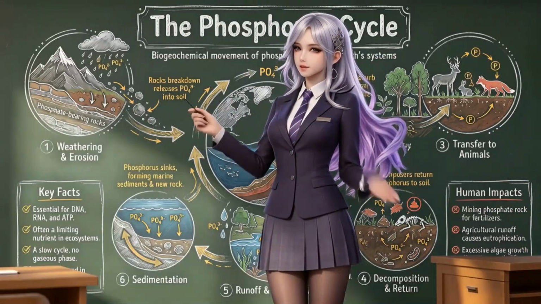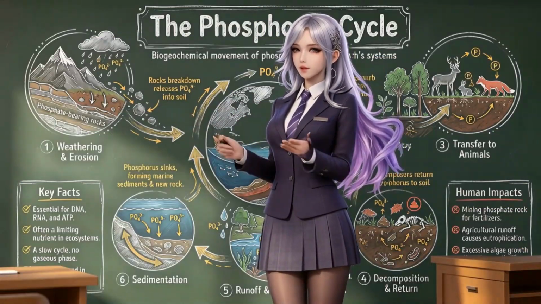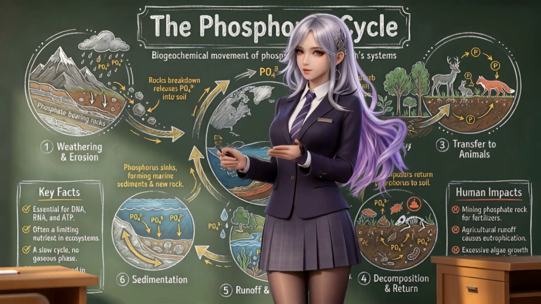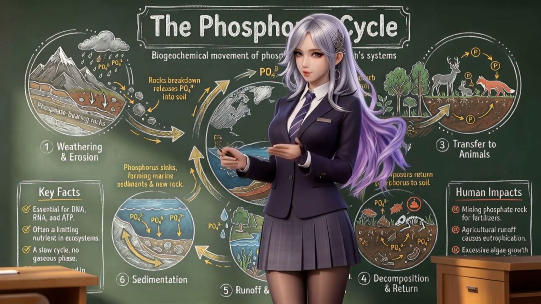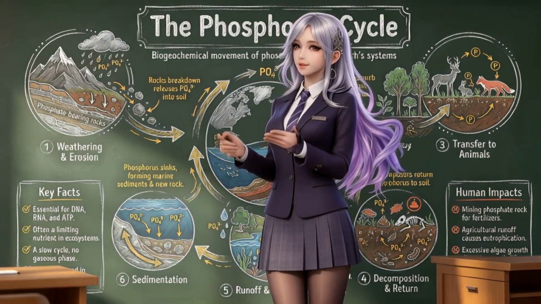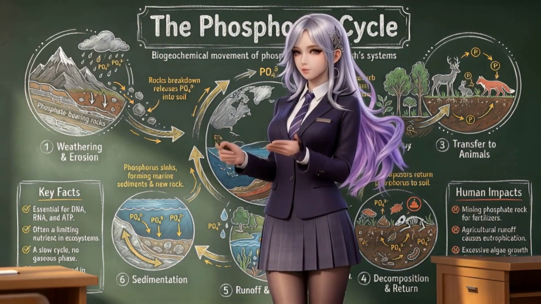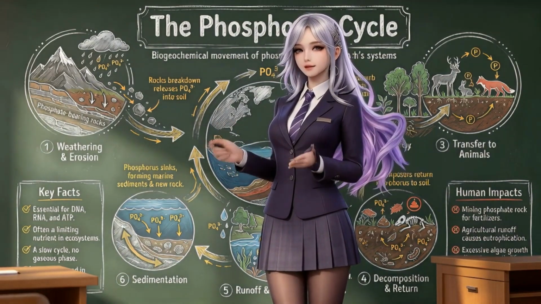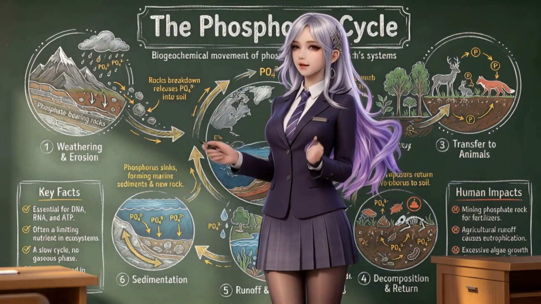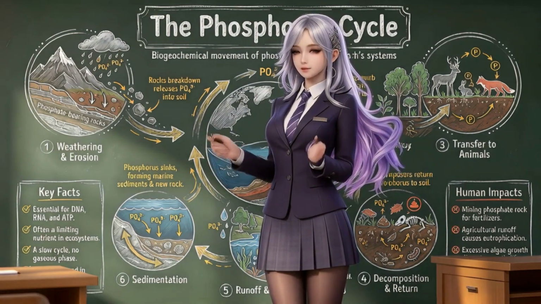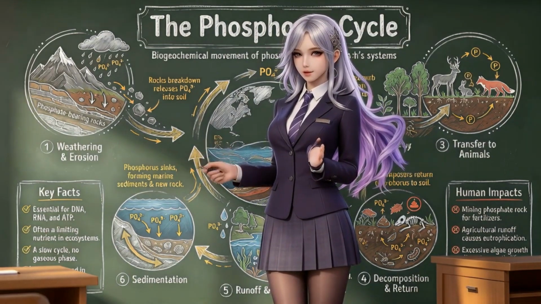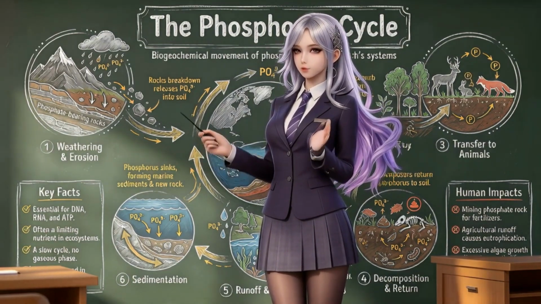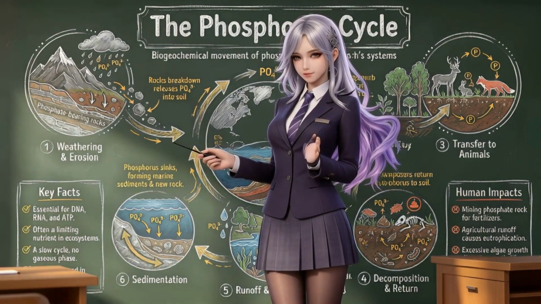Human activities have significantly altered this cycle. We mine phosphate rock heavily for fertilizers and detergents. Excessive fertilizer use and runoff lead to eutrophication, nutrient overload in lakes and rivers that causes harmful algal blooms, oxygen depletion, and dead zones. This is a growing environmental concern worldwide, especially in agricultural regions. Sustainable management of phosphorus is becoming increasingly important for food security and environmental health.